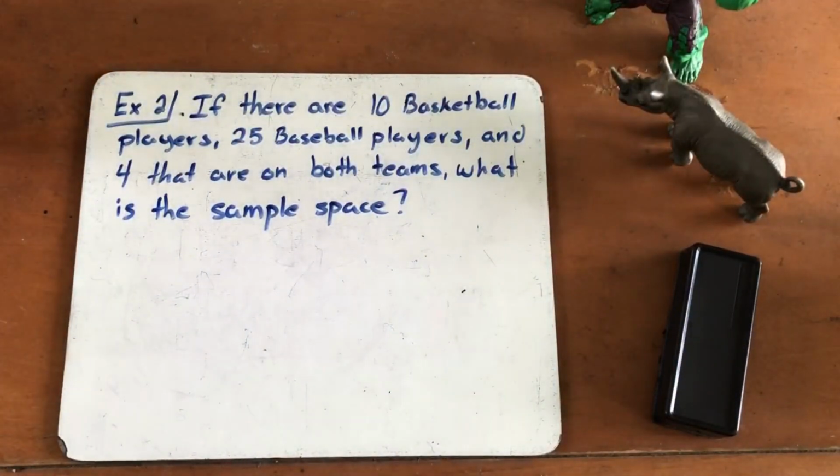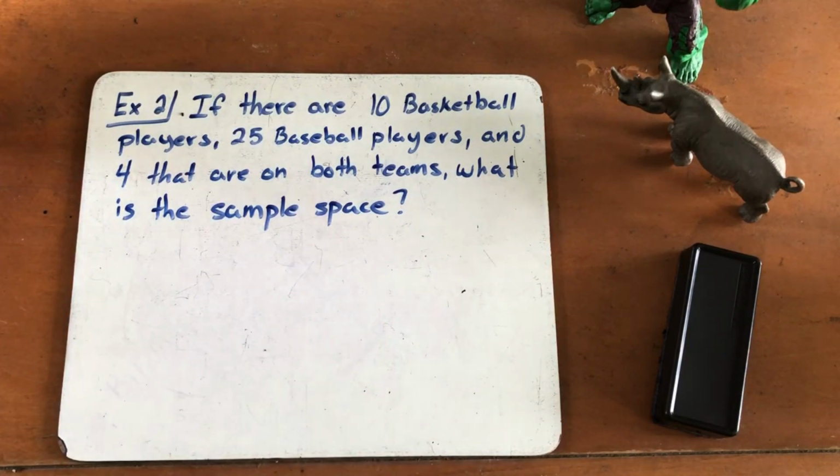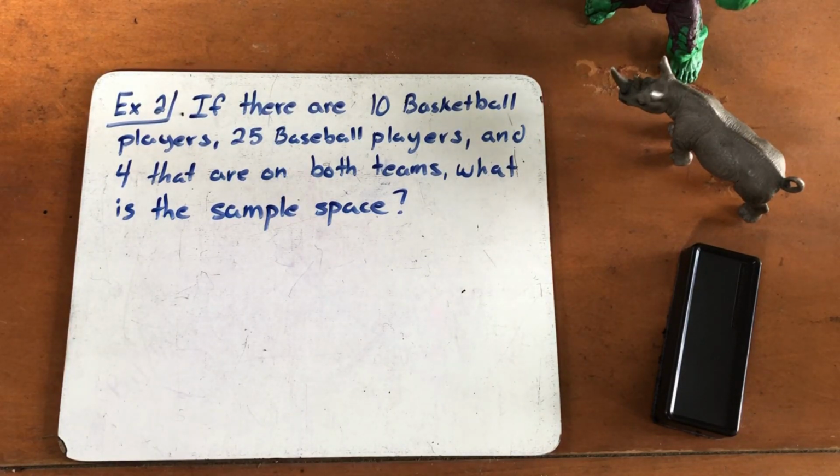My second example is a little bit different. Instead of having 2 events taking place, we're looking at one event, which is choosing an athlete. If there are 10 basketball players, 25 baseball players, and 4 that are on both teams, what is the sample space? In this case, we have 4 people that are already in both groups.